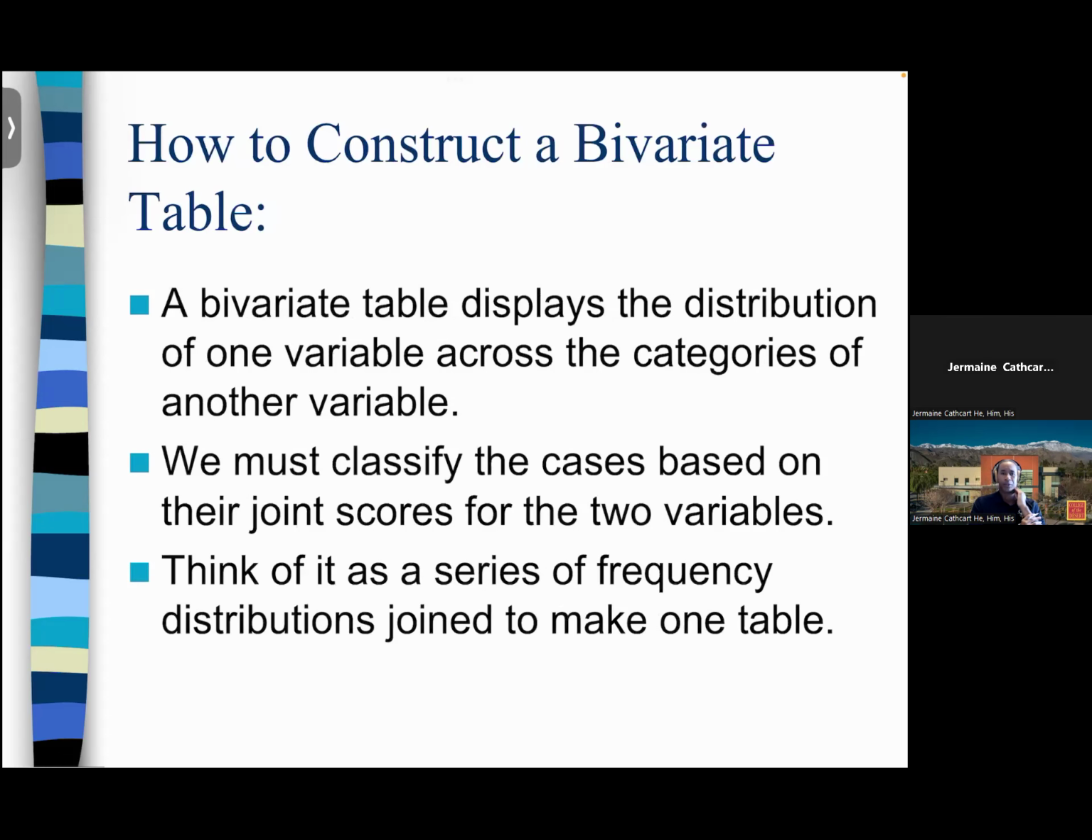Okay, so now how to construct a bivariate table. A bivariate table displays the distribution of one variable across the categories of another variable. And then what we do is we classify the cases based on their joint scores for the two variables. So as I stated a little bit earlier, you can think about it as a series of frequency distributions joined to make one table.